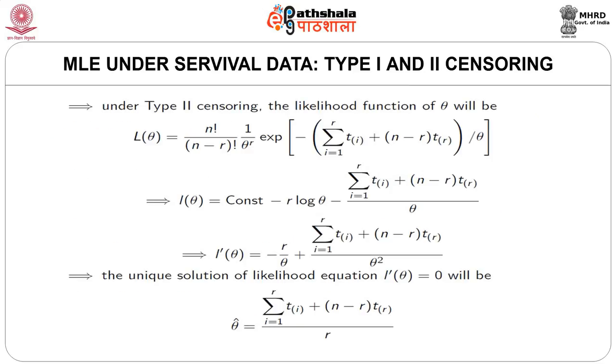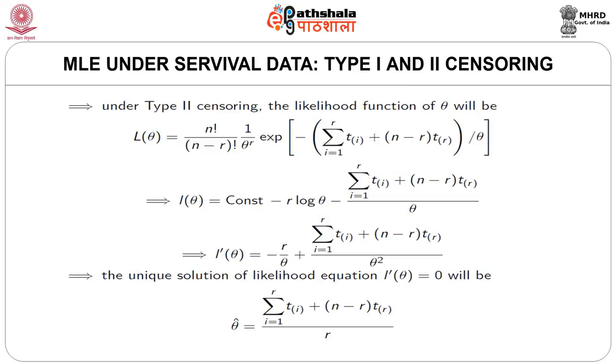This implies under type 2 censoring, the likelihood function of theta will be L(theta) = n!/(n−r)! times (1/theta)^r times e^(−t_(1)/theta) etc. into e^(−t_(r)/theta) into e^(−(n−r) t_(r)/theta). On simplification, this is equal to n!/(n−r)! times (1/theta)^r times e^(−[sum over i from 1 to r of t_(i) + (n−r) t_(r)]/theta). So this implies the log likelihood l(theta) will be a constant minus r times log theta minus [sum of t_i + (n−r) t_(r)] divided by theta.